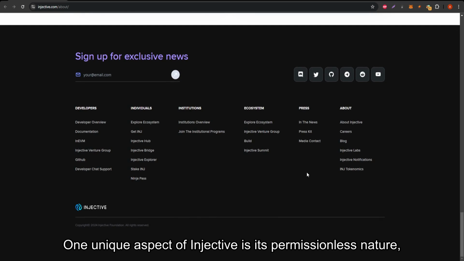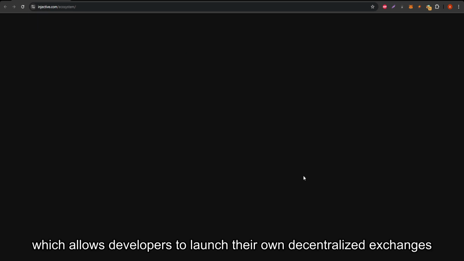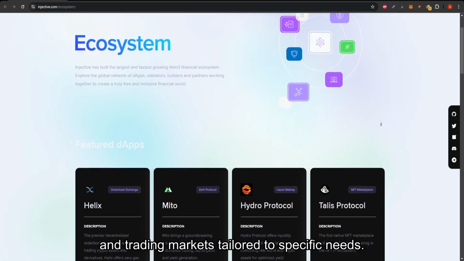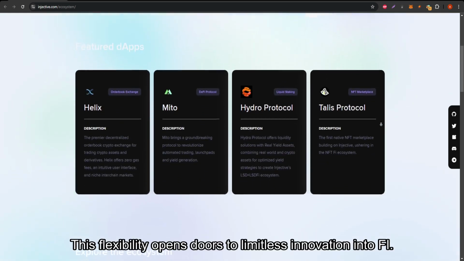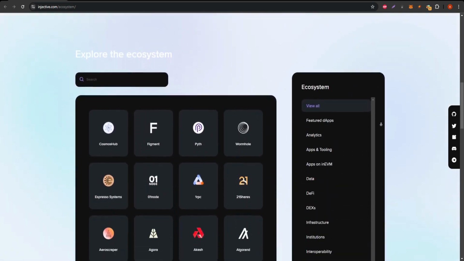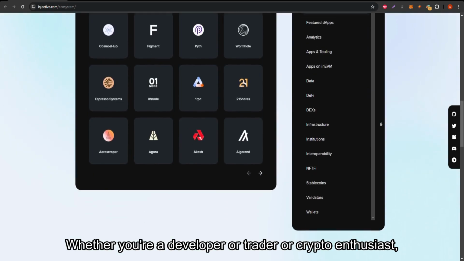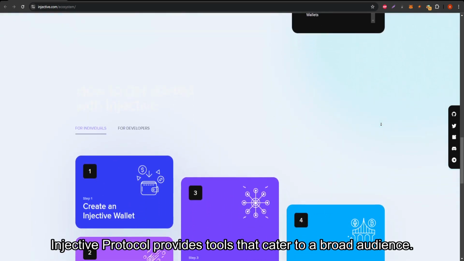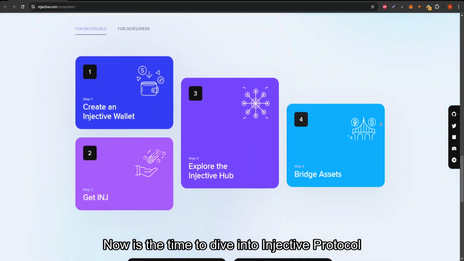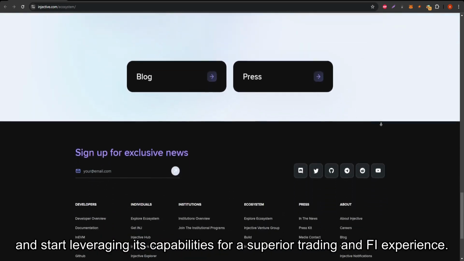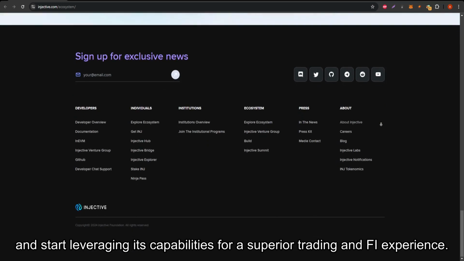One unique aspect of Injective is its permissionless nature, which allows developers to launch their own decentralized exchanges and trading markets tailored to specific needs. This flexibility opens doors to limitless innovation in DeFi. Whether you're a developer, trader, or crypto enthusiast, Injective Protocol provides tools that cater to a broad audience. Now is the time to dive into Injective Protocol and start leveraging its capabilities for a superior trading and DeFi experience.